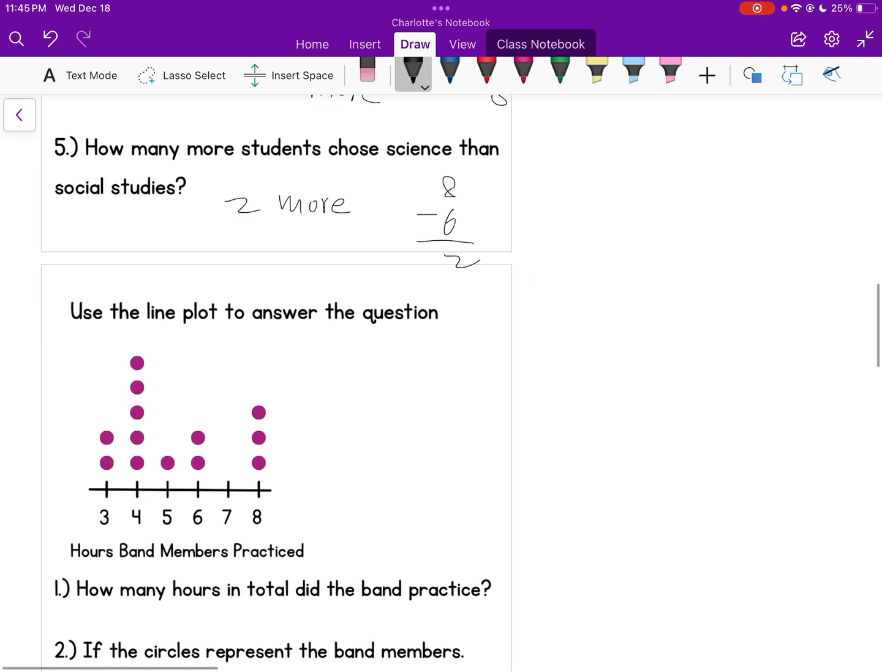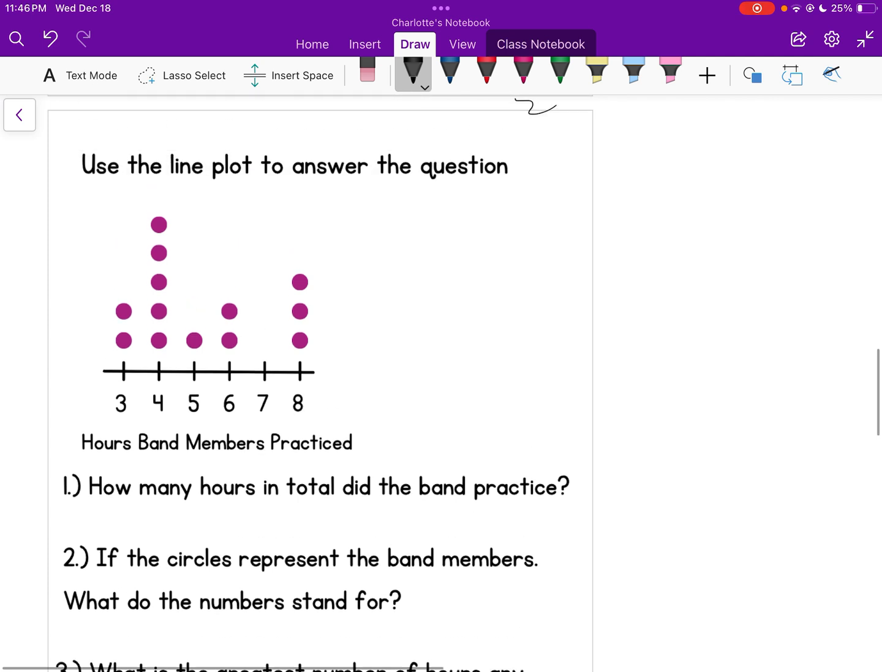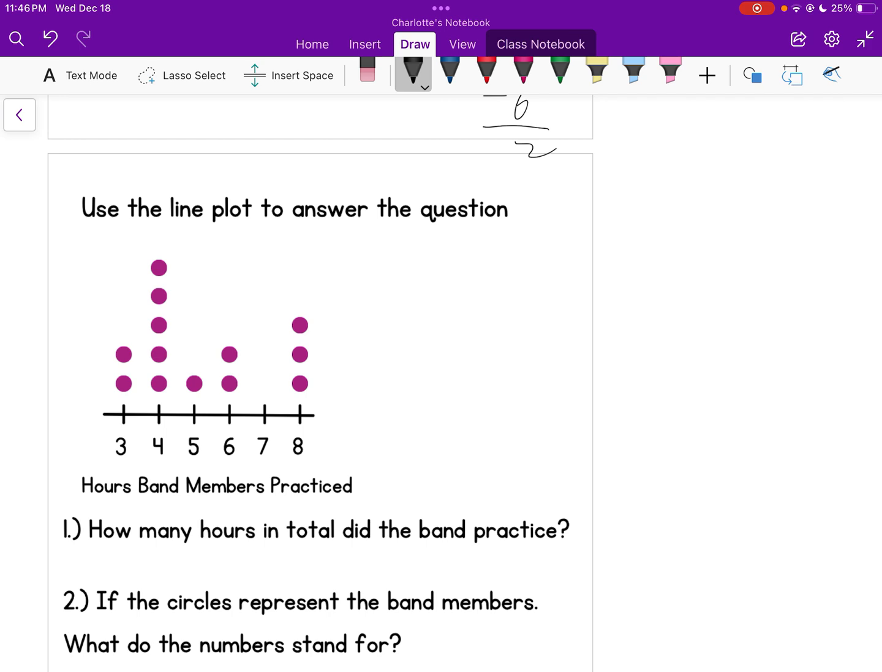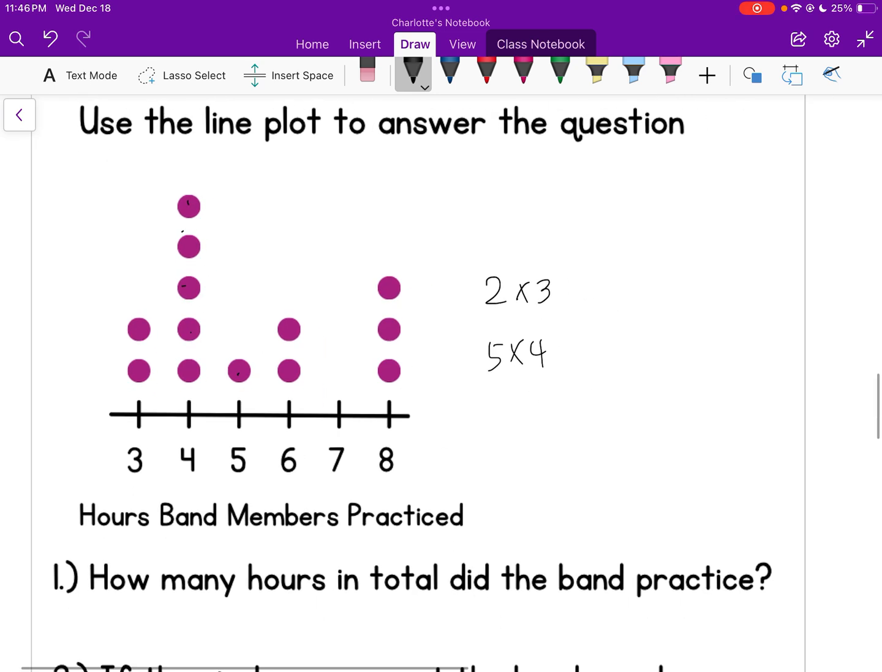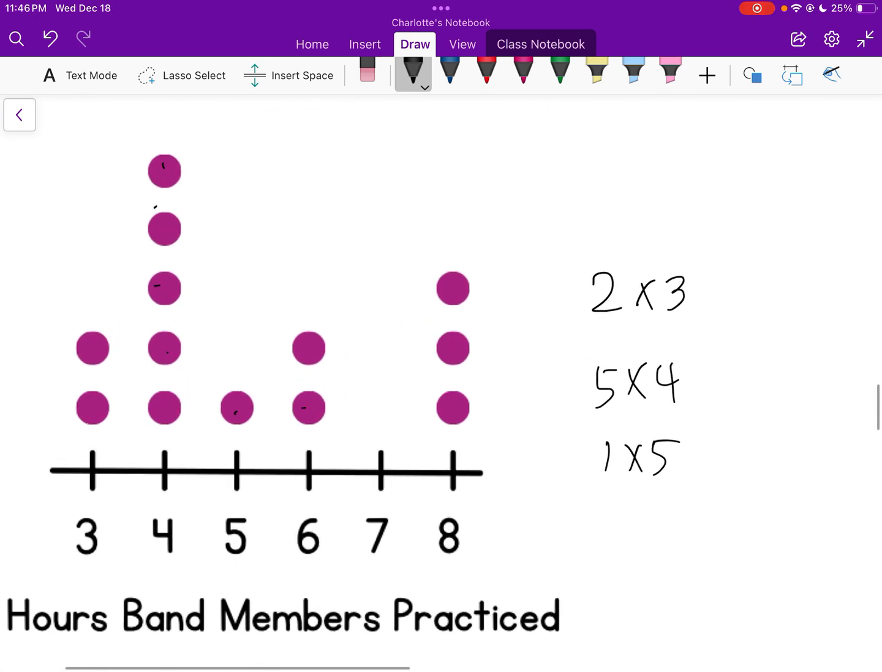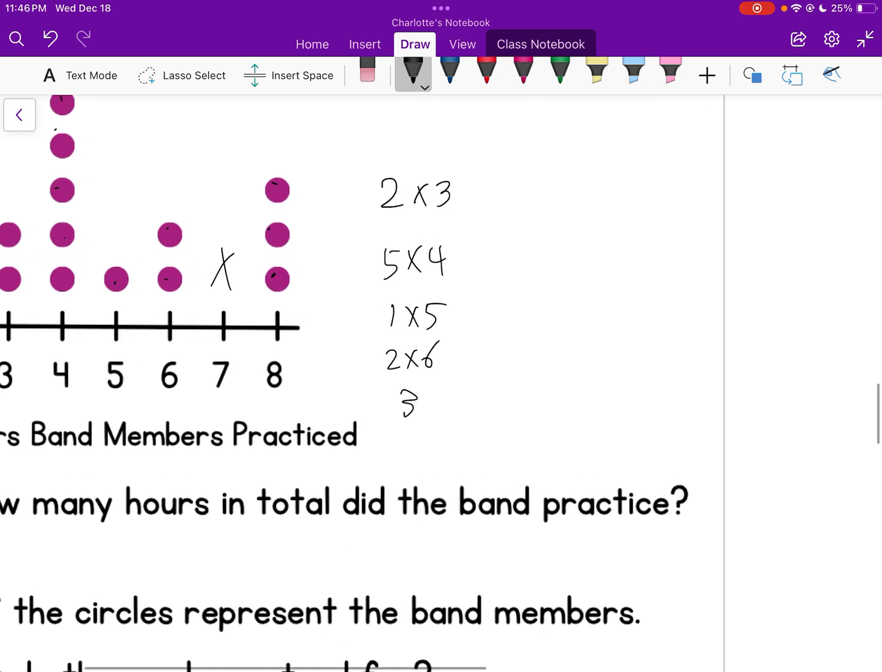Next one, use the line plot to answer the question. How many hours in total did the band practice? So let's see. There's 2 at 3 hours, and there's 1, 2, 3, 4, 5, so 5 at 4 hours, and 1 at 5 hours. 2 at 6 hours, and 0 at 7 hours, so we don't count that. And 3 at 8 hours.